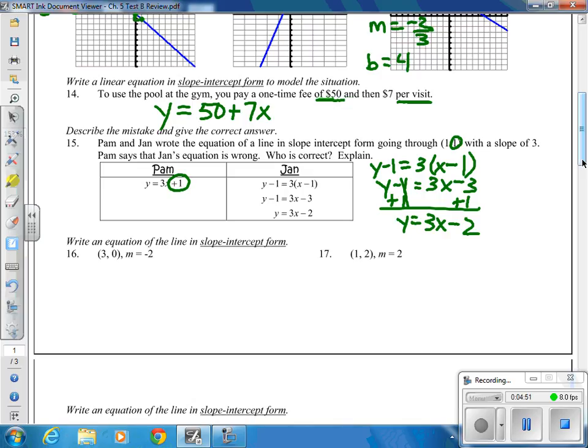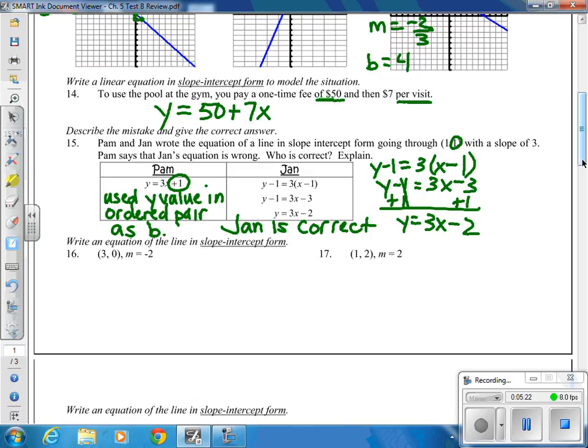So in answering the question where it says who is correct, Jan is correct. And the reason she is correct is because she used point-slope form correctly. Pam is incorrect because she used the y value in the ordered pair as her b. And you can't do that. Your y value in the ordered pair is definitely not your b value.